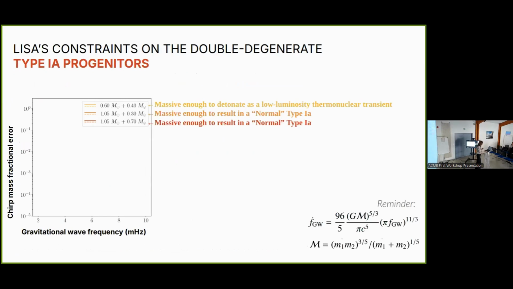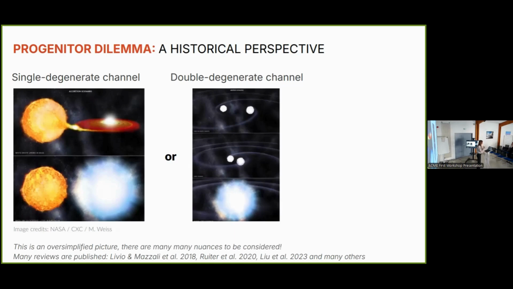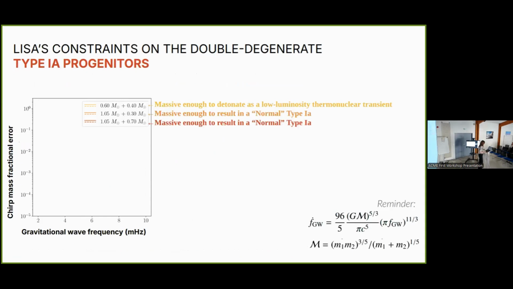So first of all, coming back actually to here, we can count how many binaries LISA can see. That already provides us a constraint on whether there are enough double degenerates in our galaxy to make up for all type 1a supernova rates. But we can do better. We can measure these binaries' chirp masses, and this is what I will show you here.